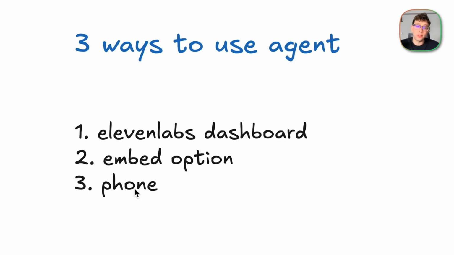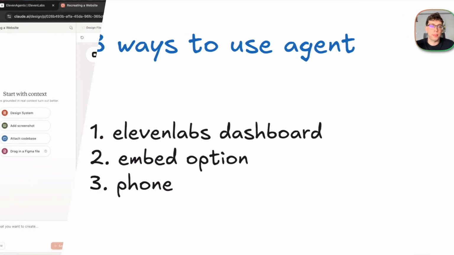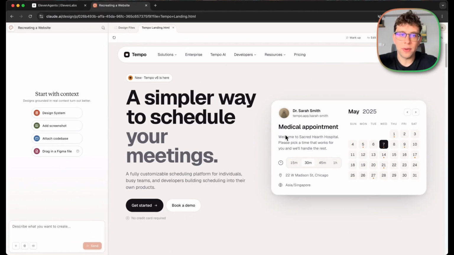And the third option is phone. So you can, for example, use Twilio to give your agent a phone number. And then from this phone number, your agent can call some clients or even receive calls and then speak with the customers itself. Alright, so now let's dive into the actual build.